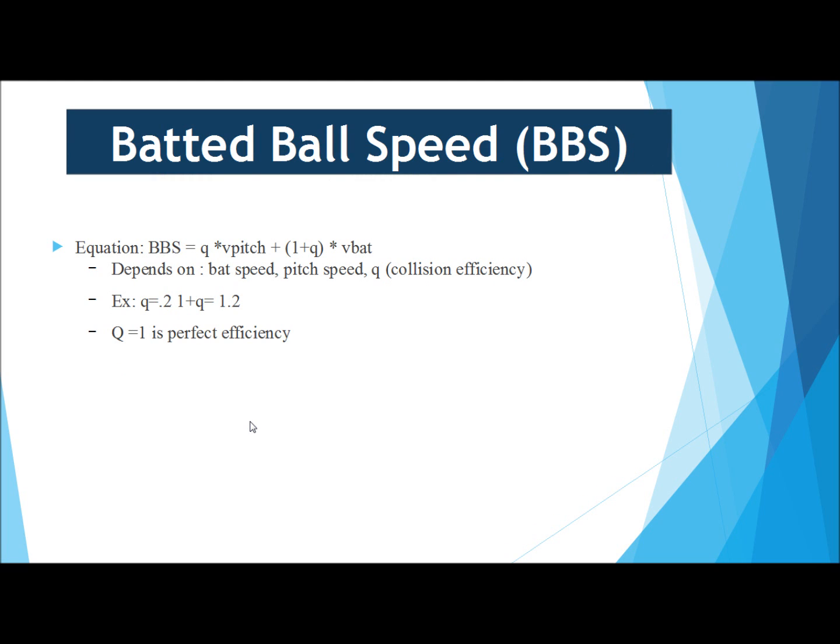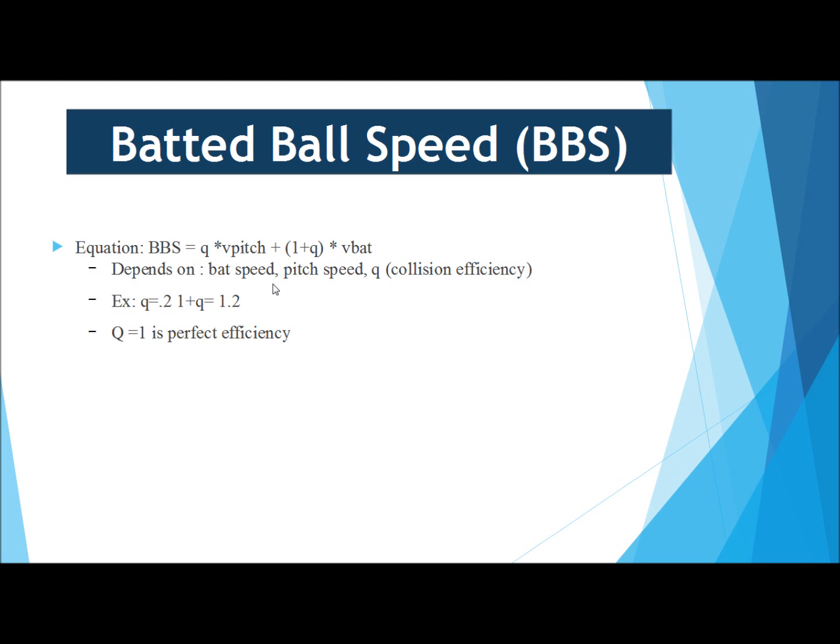During the lecture, he gave us an equation for the bat and ball speed, and you can see the equation here. It's q times the velocity of the pitch plus 1 plus q times the velocity of the bat. So it depends on the bat speed, the pitch speed, and the collision efficiency, which makes sense. He mentioned how the velocity of the bat is a lot more important than the velocity of the pitch.